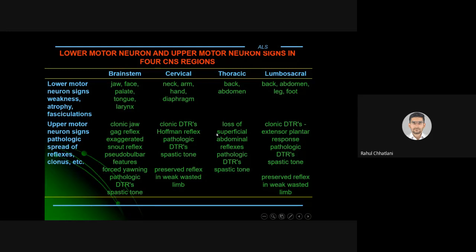In the thoracic region, for a UMN lesion, there is loss of superficial abdominal reflexes, pathological deep tendon reflexes, and spastic tone. So here, abdominal muscles are affected. Because of this, there will be loss of the response, that is loss of complete reflexes. Lumbosacral region: clonic deep tendon reflexes, extensor plantar response, that is positive Babinski sign. Pathological deep tendon reflexes, spasticity will be there. Preserved reflex in weak wasted limb, same as for the upper extremity.